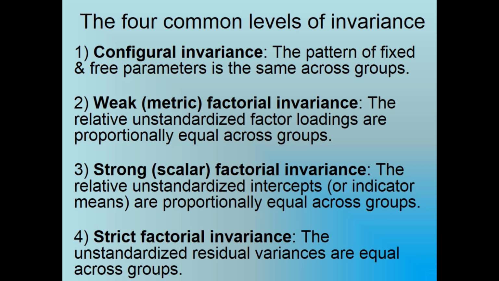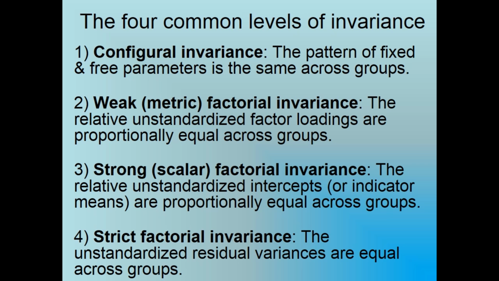For scalar or strong factorial invariance, now you're requiring the intercepts to be equal across the groups. Remember, the intercepts are unstandardized, and they're basically your indicator means. So you're testing whether indicator means are equal across the groups. Your strict factorial invariance tests whether your unstandardized residual variances, or error variances, are equal across the groups.